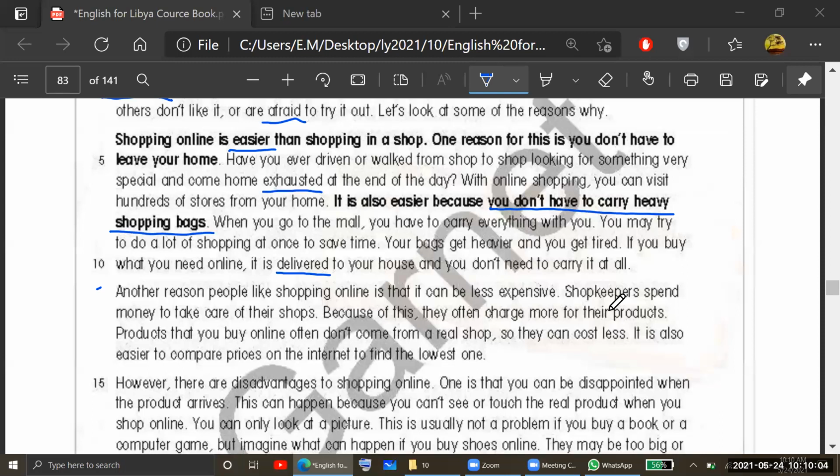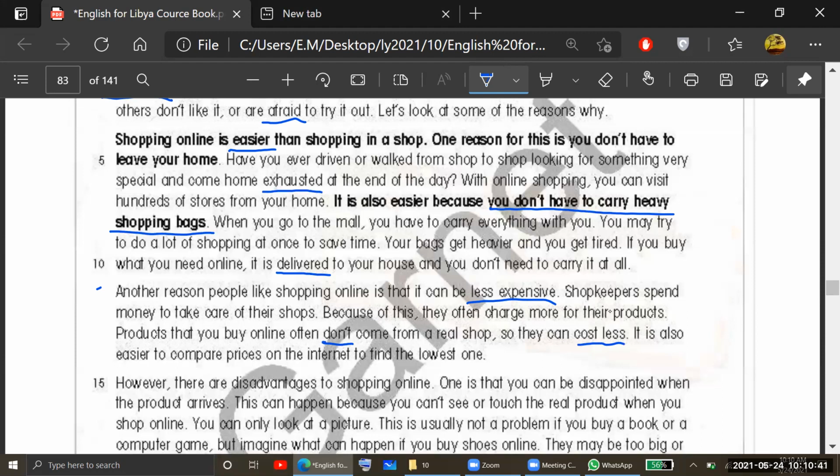Another reason many people like shopping online is that it can be less expensive. Do you find it true? Why? Shopkeepers spend money to take care of their shops. Because of this, they often charge more for their products. Products that you buy online often don't come from a real shop, so they can cost less.